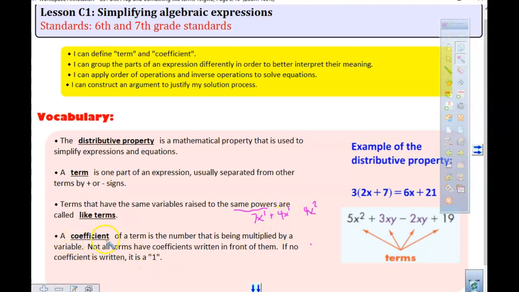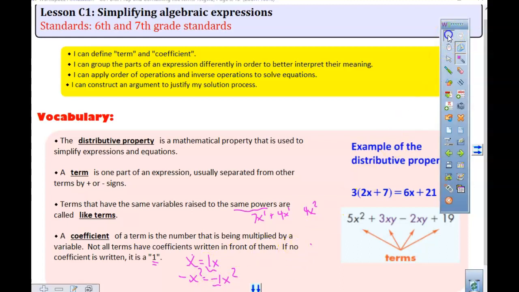That next word is coefficient. You're going to hear your teachers refer to this quite a bit. Coefficient is the number that is being multiplied by a variable. So not all terms have a coefficient written in front of them. If there is no coefficient, it's understood to be a 1. So if you look at x, that really means 1x. If you look at a negative x squared, that really means a negative 1x squared. We just usually don't put the 1 in. It's understood to be there.